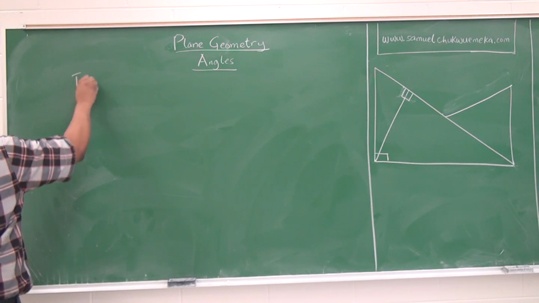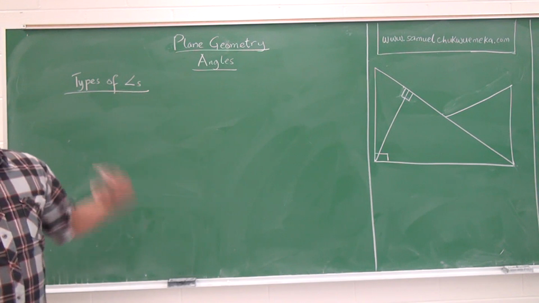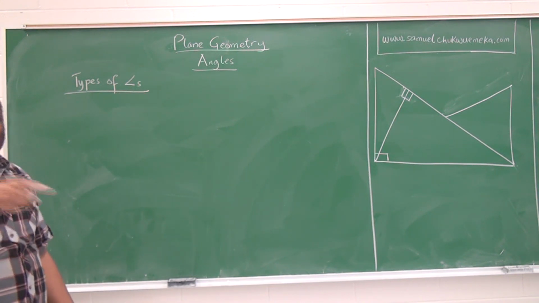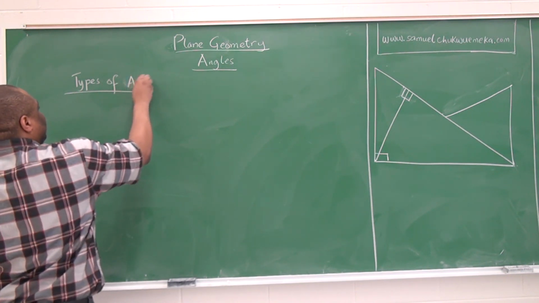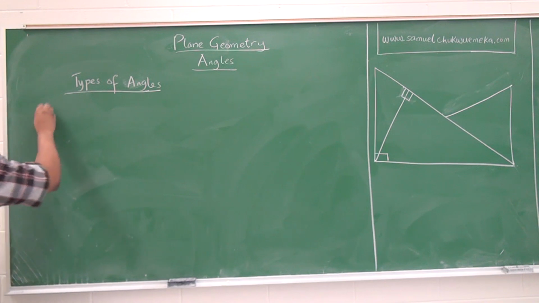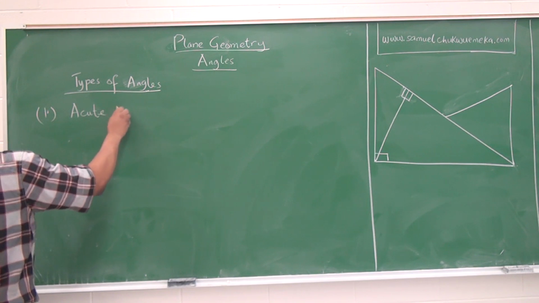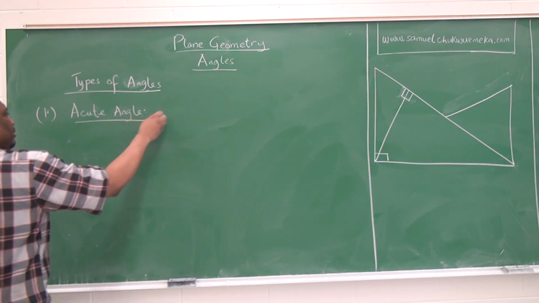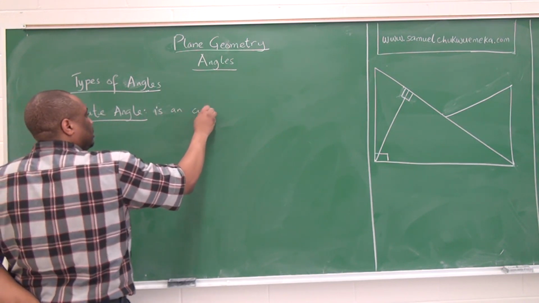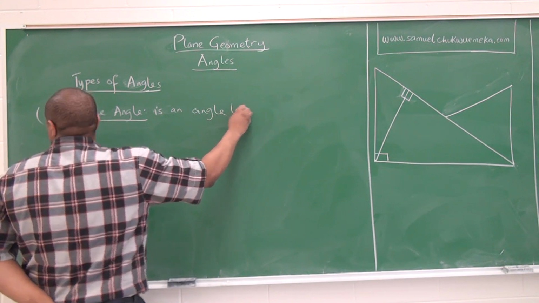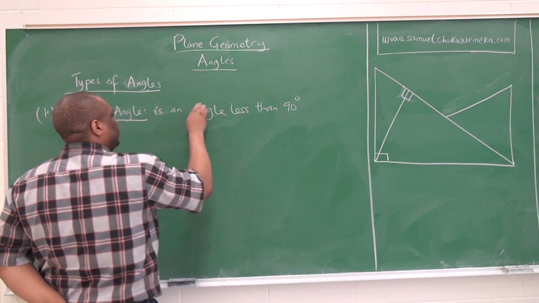Types of angles. If I write something like this, it means types of angles, because remember I said that you can represent angle like that. So let me just write it fully. Now, the first one is what we call the acute angle. An acute angle is an angle that is less than 90 degrees.